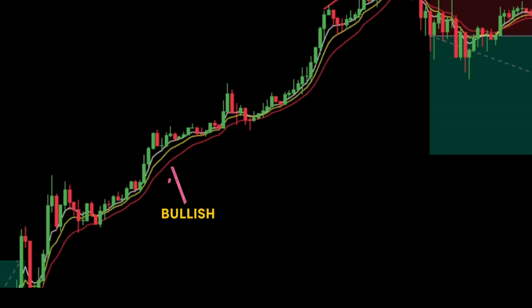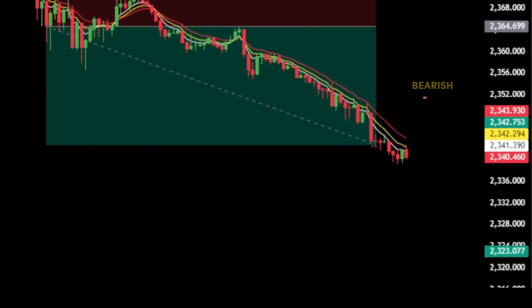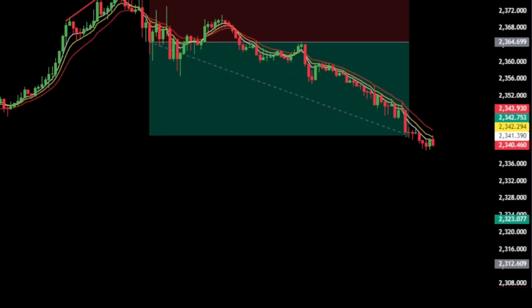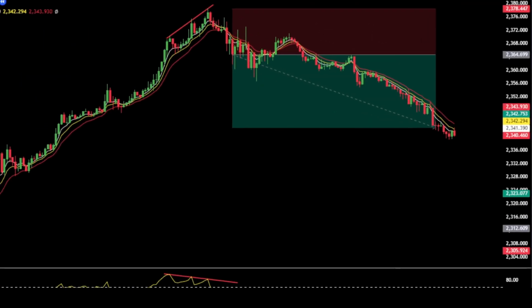If EMA 5 and EMA 8 are above EMA 13, this is a sign of a bullish trend. However, make sure that EMA 5 is at the top, EMA 8 is in the middle, and EMA 13 is at the bottom. On the other hand, if EMA 5 and EMA 8 are below EMA 13, this is a sign of a bearish trend. However, make sure that EMA 5 is at the bottom, EMA 8 is in the middle, and EMA 13 is at the top.